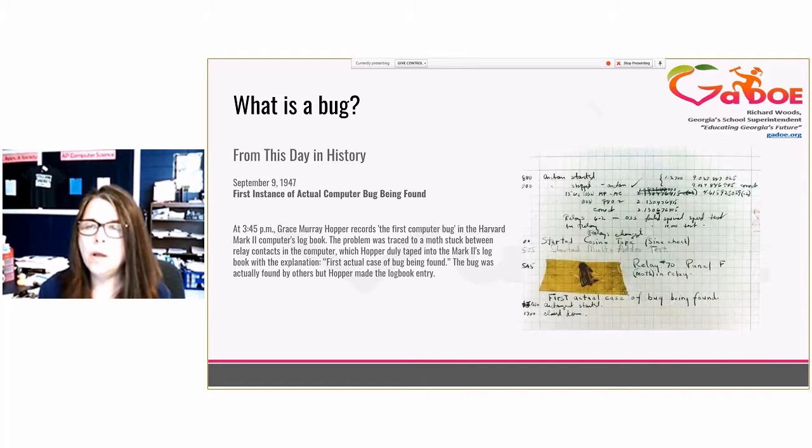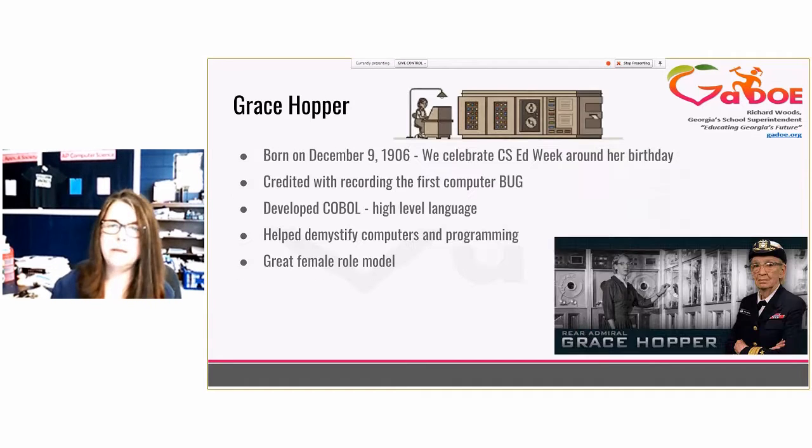So I like to talk about debugging during Computer Science Education Week because that's the time where we talk about Grace Hopper. We celebrate CS Ed Week around her birthday, and it's a good time to remember her role and her contributions, and the kids get a kick out of the bug, and it works well as an activity during Computer Science Education Week. So we remember Grace Hopper because of the bug.